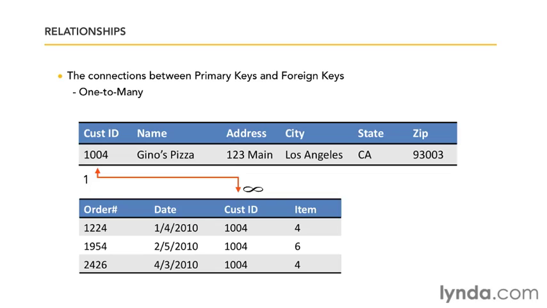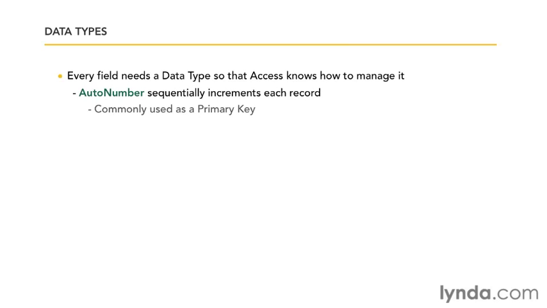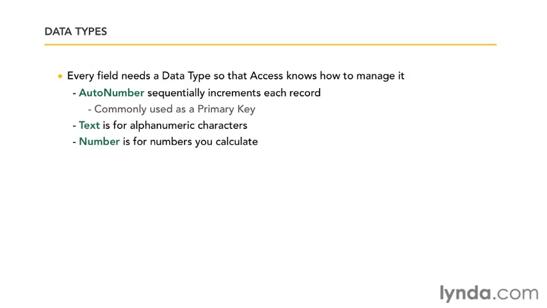Our next terminology are data types. Data types define your fields so that Access knows how to manage them appropriately. Let's take a look at the different types. Auto number sequentially increments each record, and it's commonly used as a primary key field. Text is used for alphanumeric characters, any letters and numbers. Number is used for numbers that you actually calculate. Currency is for dollars, cents, and foreign currency. Date and time is for dates and times.